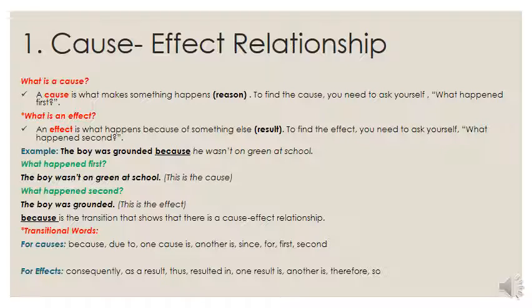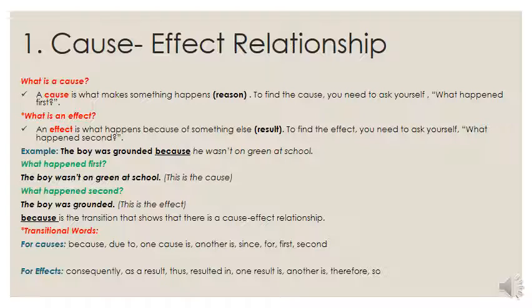First of all, we have explained that a cause is the reason and the effect is the result. We have explained that usually the cause comes first or happens first, and then due to this cause an effect or a result takes place or happens. So this is what we mean by a cause and effect relationship. For example, the boy was grounded because he wasn't on green at school. He wasn't wearing green at school, so he was grounded.